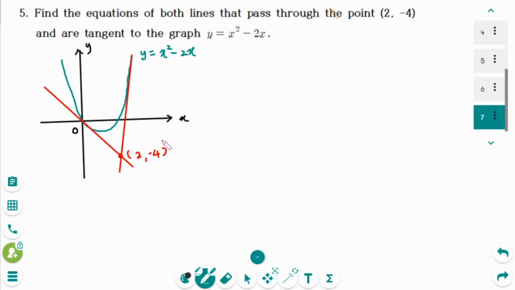Number 5. Suppose here is the graph of y equals x squared minus 2x. The point is here. Let one of the tangent points be a, a squared minus 2a. y equals x squared minus 2x. Then y prime equals 2x minus 2. Then y prime at a: the slope of the curve at x equals a is 2a minus 2.